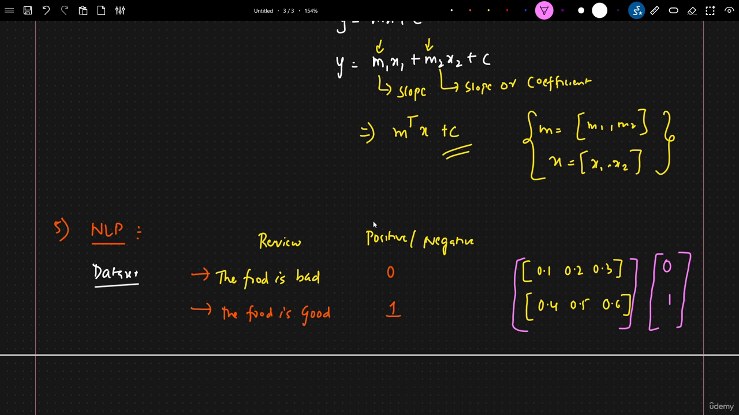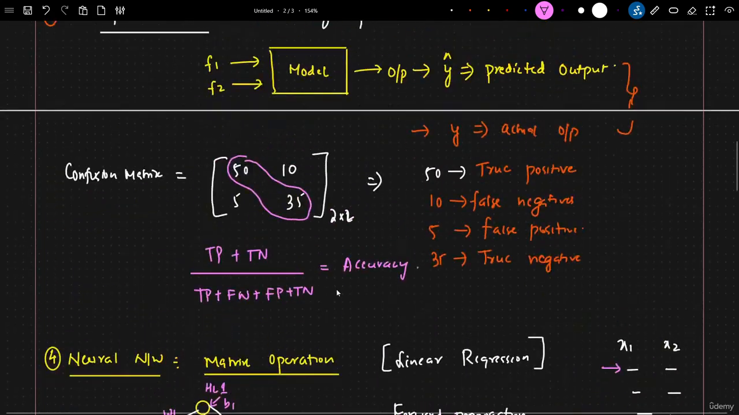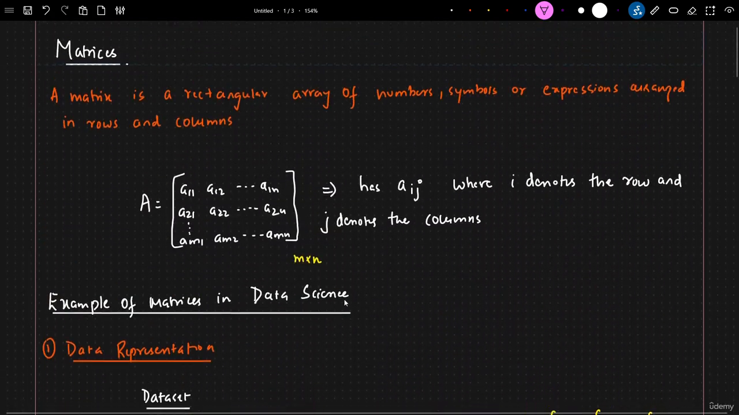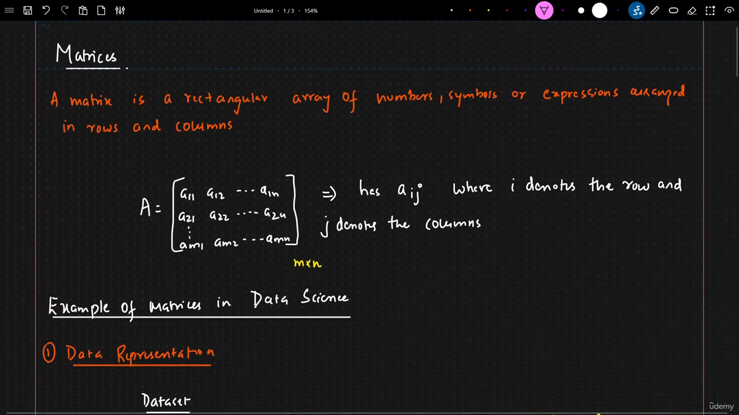So here also we can represent this text. First of all, we initially convert this into vectors. This is just one vector, one vector. When we combine multiple vectors, it basically forms a matrix. So this was all about matrices, and I hope you are able to understand this.